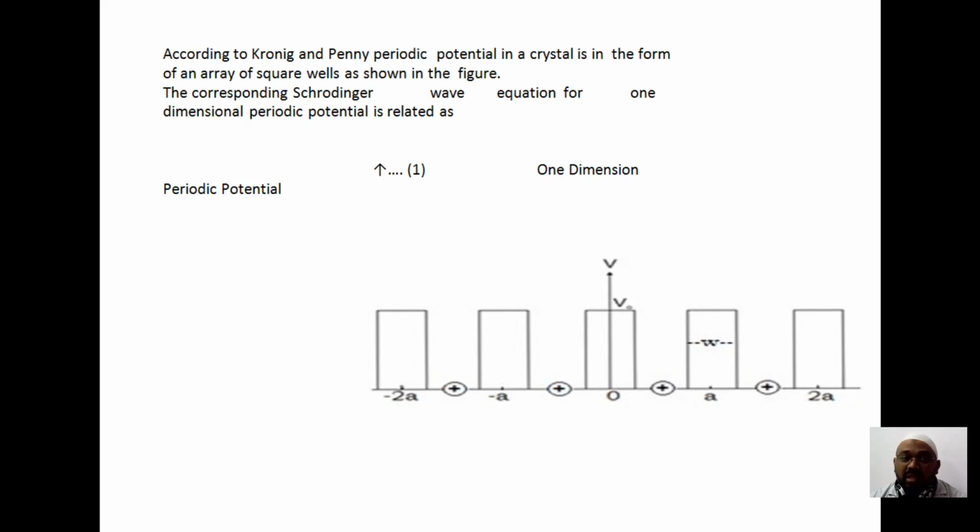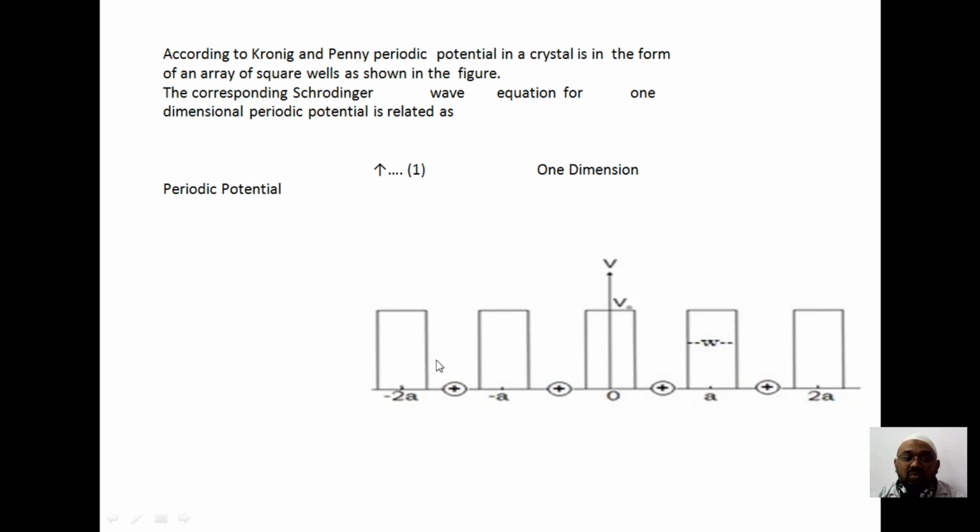Depending upon that concept, at a particular instant it behaves as a particle, and at another instant it behaves as a wave. Kronig and Penney assumed that the movement of the electrons is in a sequential order of square wells. Previously the assumption was that the potential is constant, but Kronig and Penney say that the potential is in the form of square wells. You can just see this is a form of square wells.